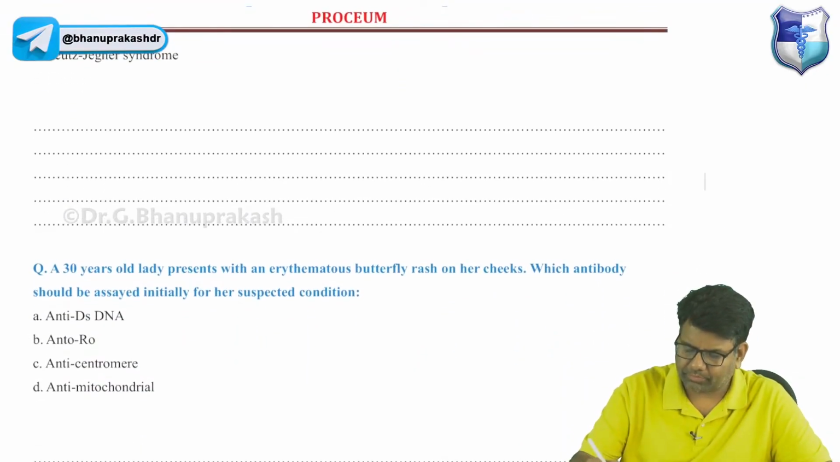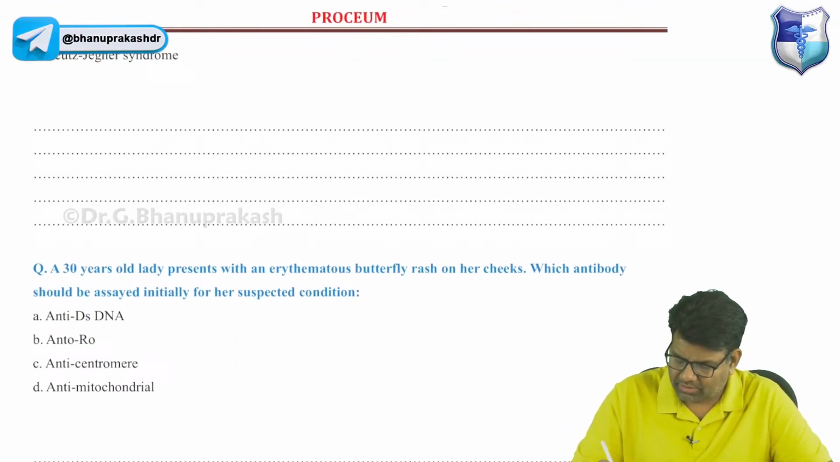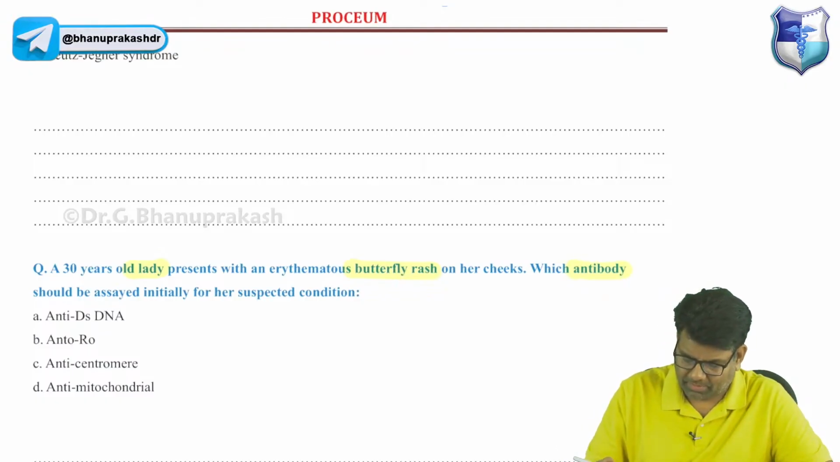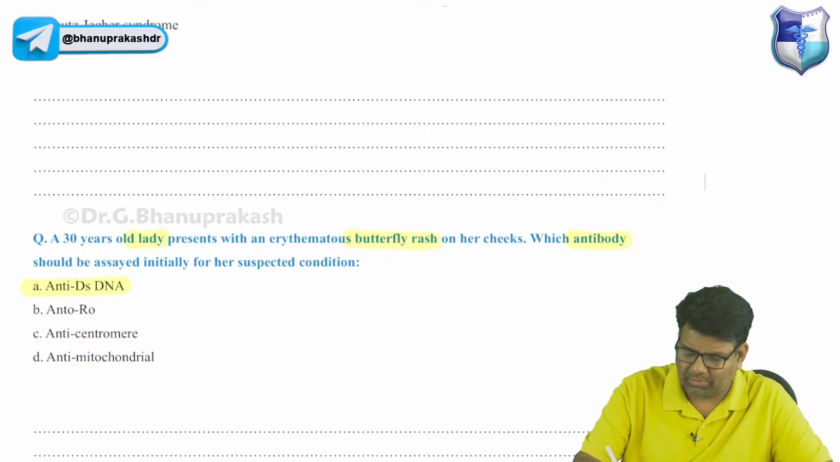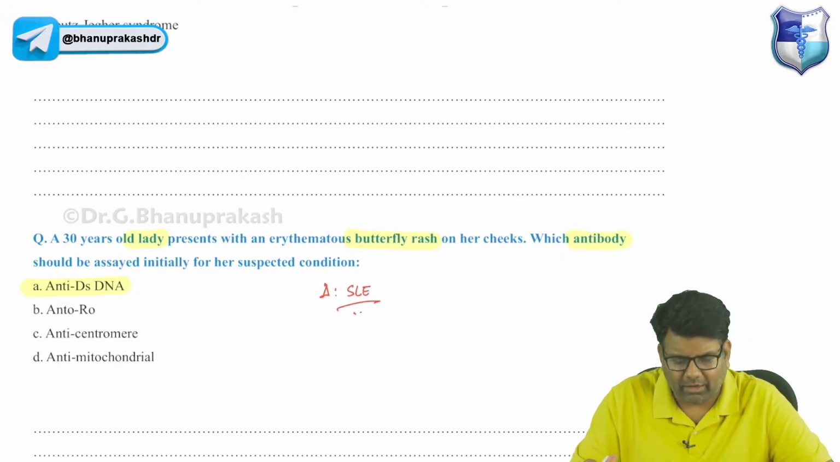Next question. Patient has, a lady has, very important, erythematous butterfly rash over the cheeks. Which antibody will you find in this case? Yes, this is very basic, anti-double-stranded DNA. Typical case of SLE, you will find anti-double-stranded DNA.